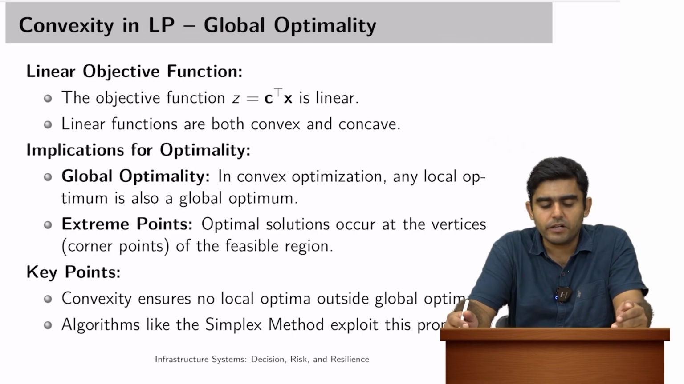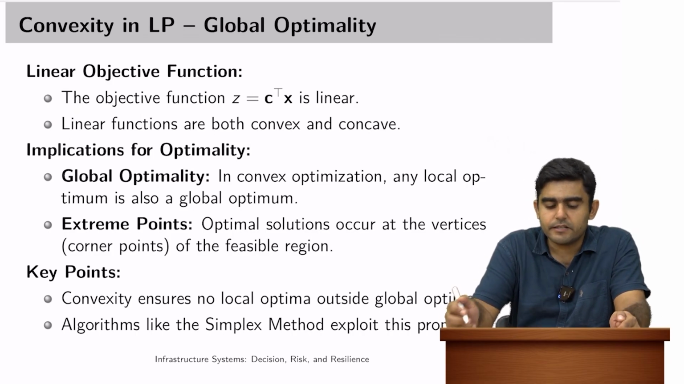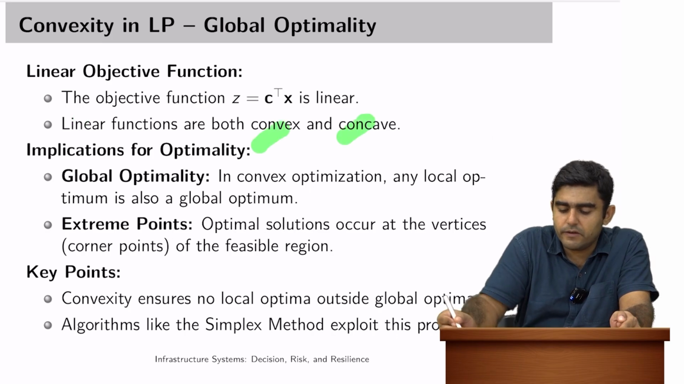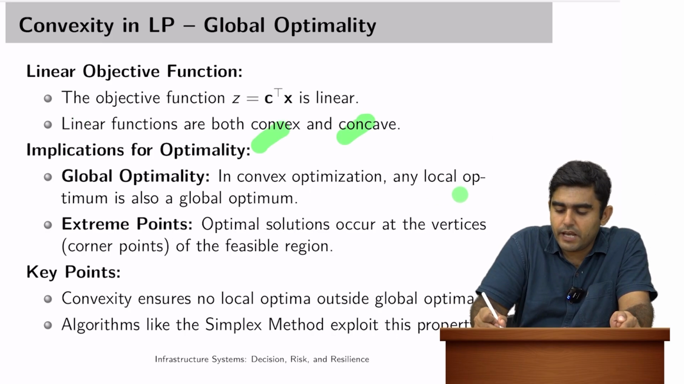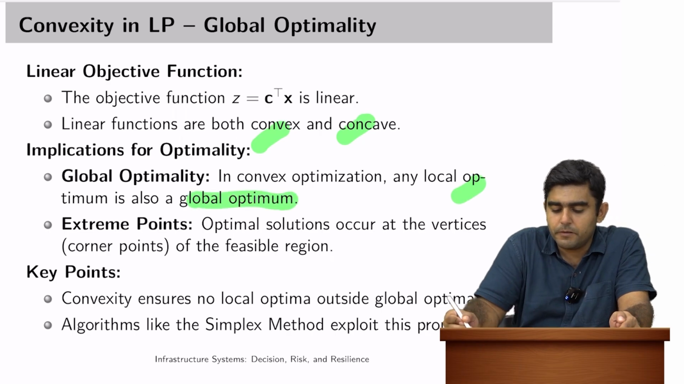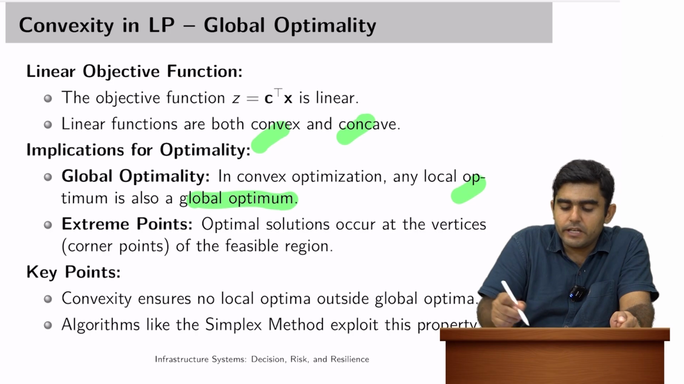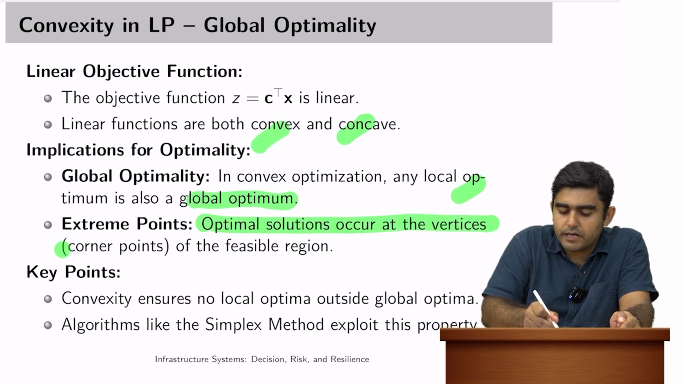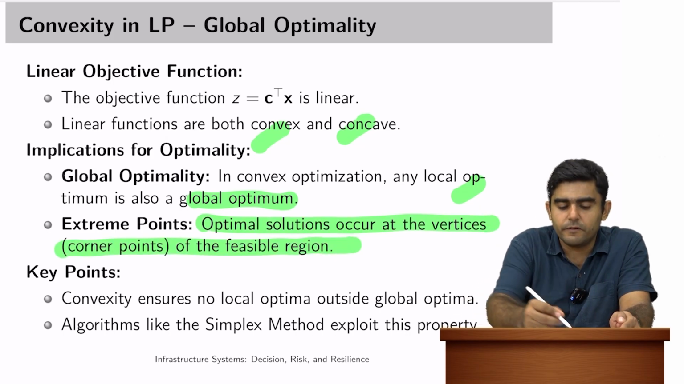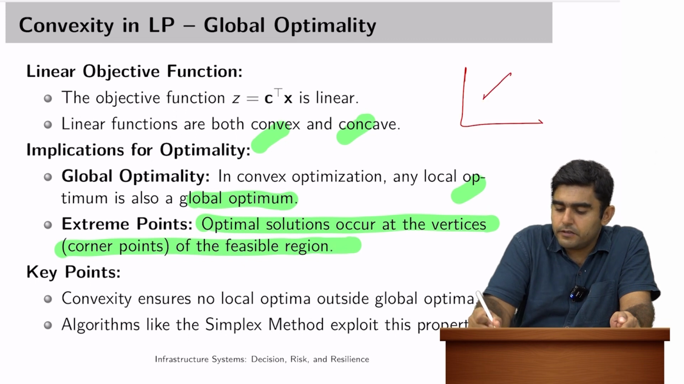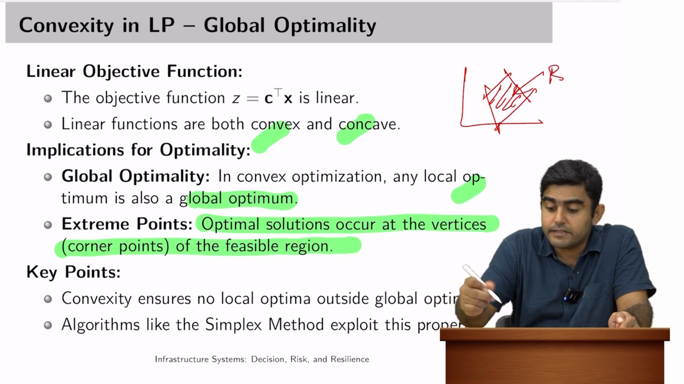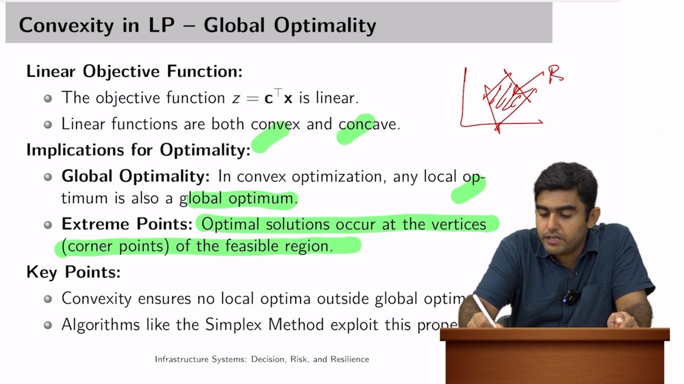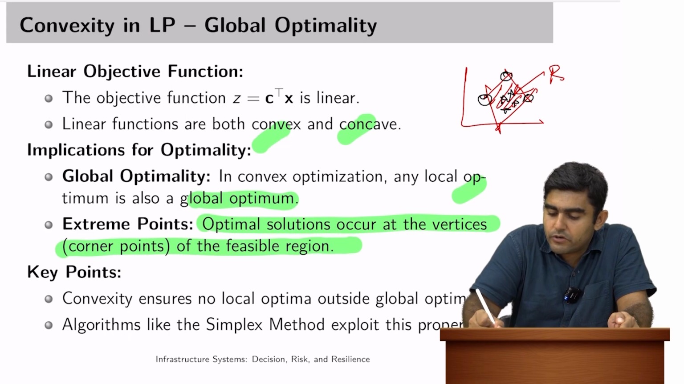But in summary, a linear objective function guarantees us that linear functions are both convex and concave. In convex optimization, any local optimum is also a global optimum. Also, for linear programming problems, the optimal solution would always occur at the vertices or the corner points of the feasible region. For example, if our constraints trace a region R like this, it is guaranteed that our optimal solution would not be here, but would always be at the boundary points.